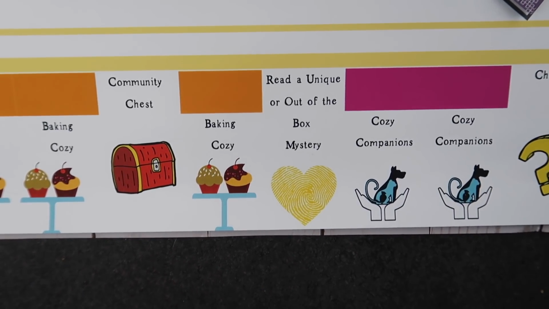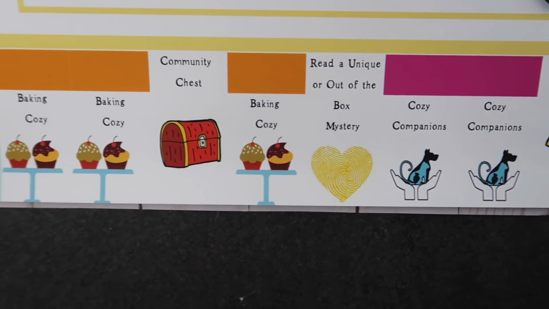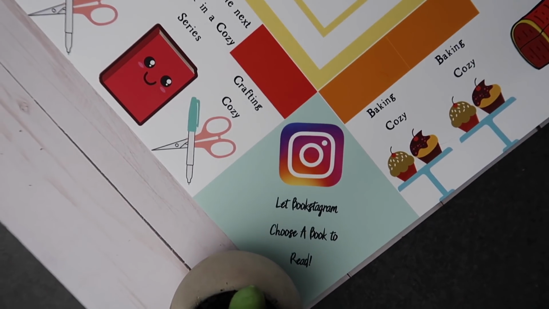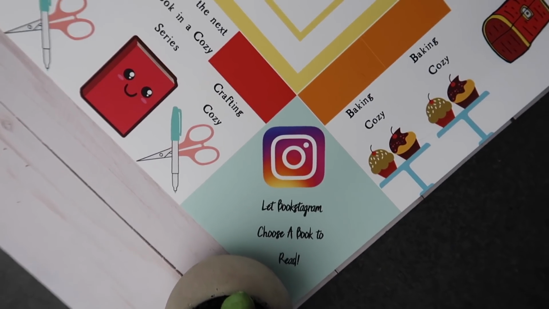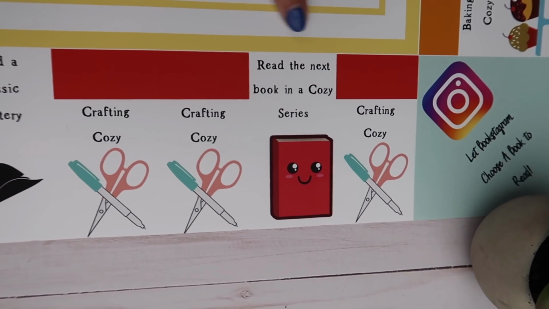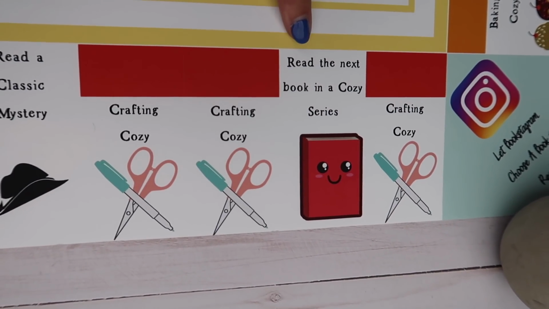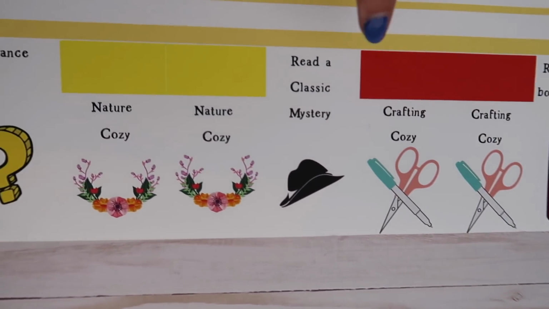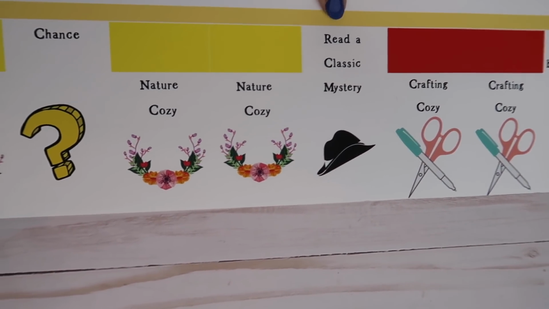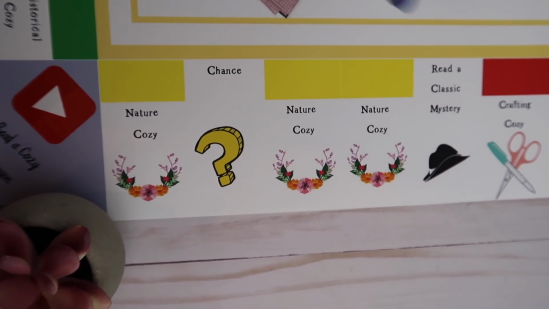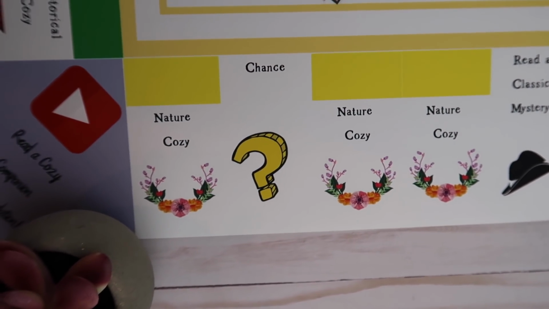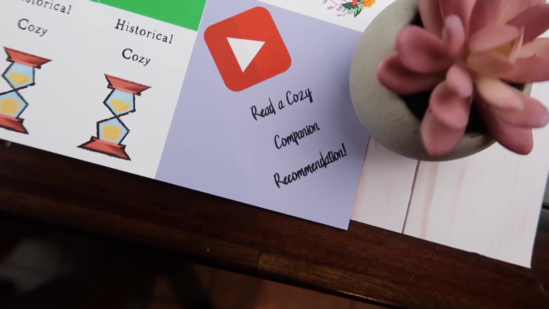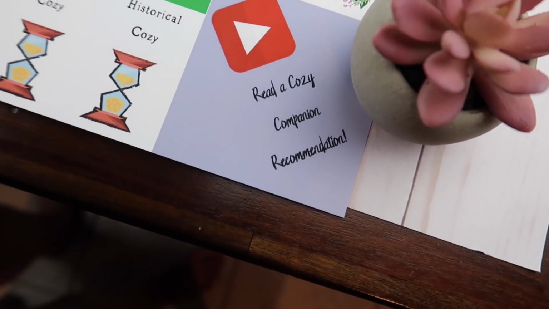The next one is read a unique or out-of-the-box mystery. We've got some baking cozies. We've got let Bookstagram choose a book to read. Then we've got some crafting cozies over here. Read the next book in a cozy series. Read a classic mystery. A nature cozy, so something that happens in nature, or if it's a flower shop or anything like that. Then we have read a cozy companion recommendation.